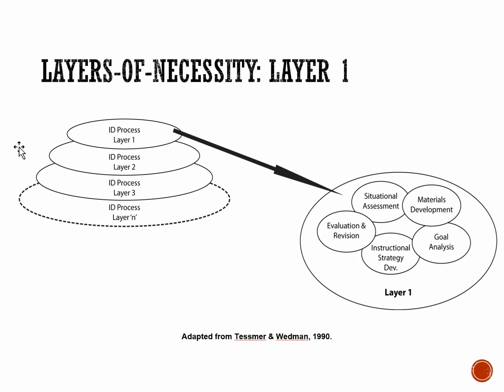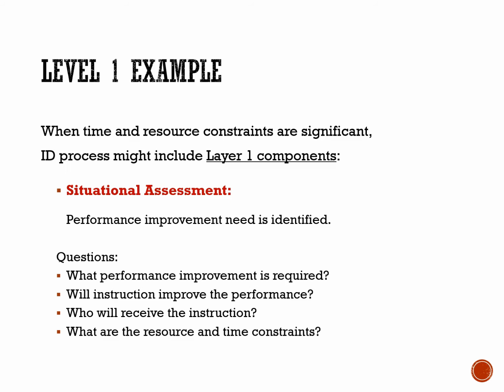So here's another way to look at it through those layers. And what actually happens in layer 1 is that you can see there are 5 activities. These are the essentials that need to be completed within the model. So you would do what's called a situational assessment, develop materials, goal analysis, develop your instructional strategy, and go through some form of evaluation and revision. So let's take a look at an example within level 1.